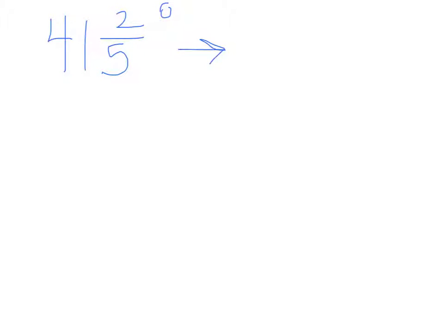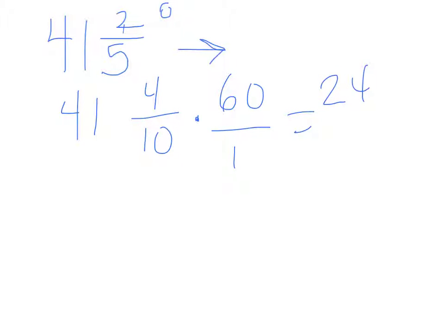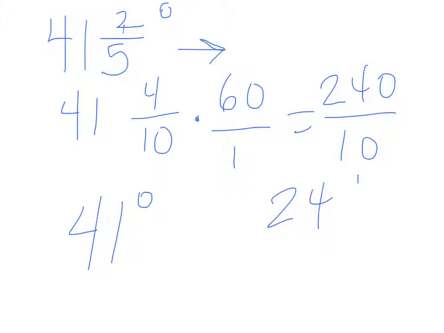I'm going to explain this really fast. You took that 2/5 and made it 4/10, so 41 and 4/10. Then you multiply it by 60 because there are 60 minutes in a degree. So you got 240 over 10, which is 24. So it's 41 degrees and 24 minutes.